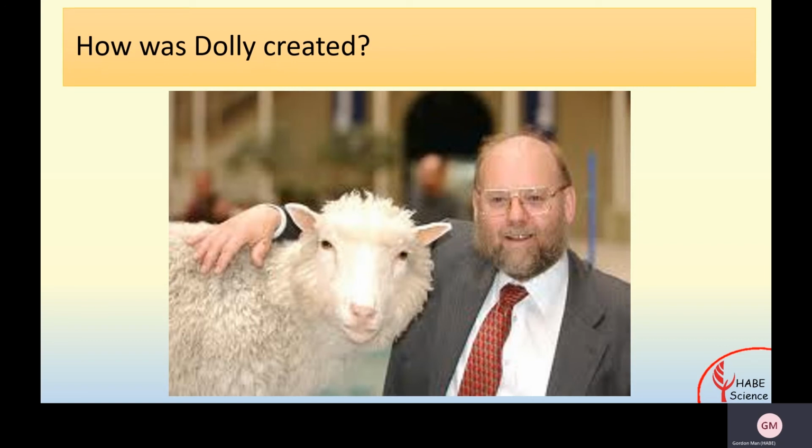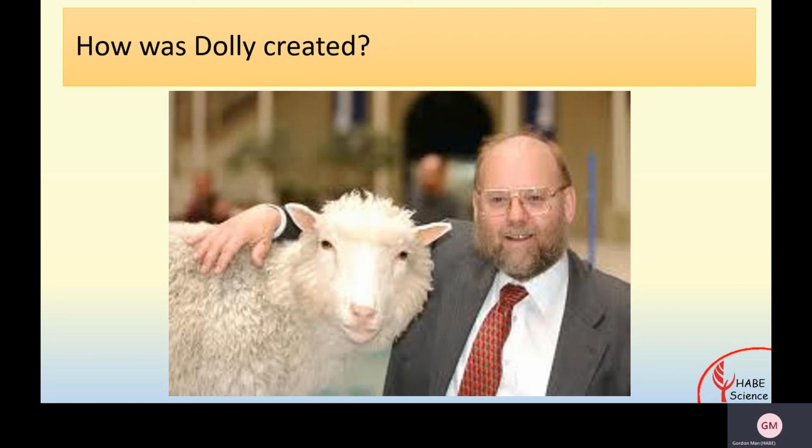Now, you may or may not have heard of Dolly the sheep. Dolly the sheep was the first animal to be cloned in a lab, and this was done in 1996, but was actually only announced in 1997. Now, Dolly was the name of the sheep that was cloned.